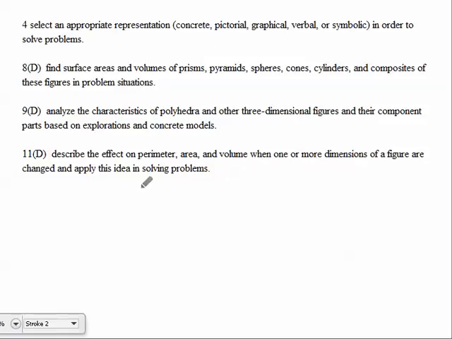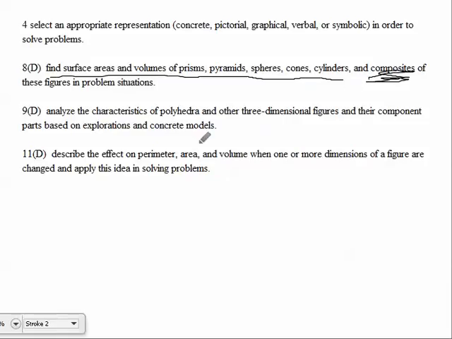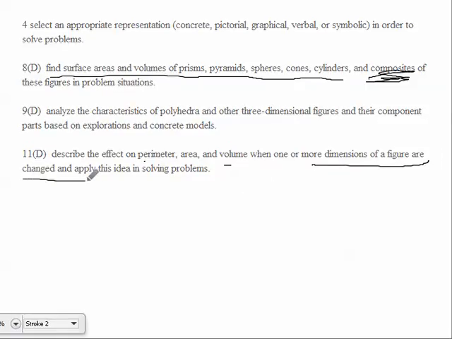These are the TEKS that we've been covering, and I want you to notice right here, it says find surface area and volumes of prisms, spheres, cones, and cylinders. That's what we've been doing. And guess what? Composite figures. That's exactly what we were doing with the mailbox, is a composite figure. And we're going to analyze the characteristics of polyhedra and other three-dimensional figures based upon explorations in concrete models. That's what we did with that cube when we were changing the dimensions and figuring out what it did to the surface area to volume ratio. We're also looking at the effect on perimeter, area, and volume when one or more dimensions of a figure are changed. So we were working problems just like almost all of these. We are doing the things we need to be doing to accomplish the TEKS.